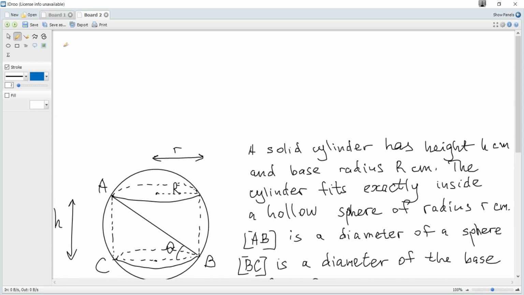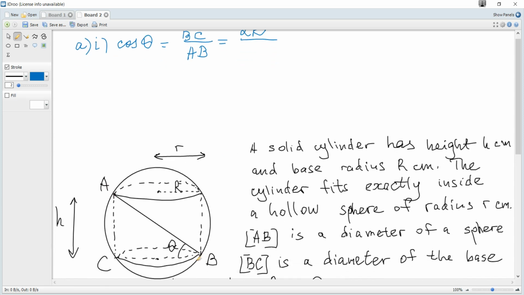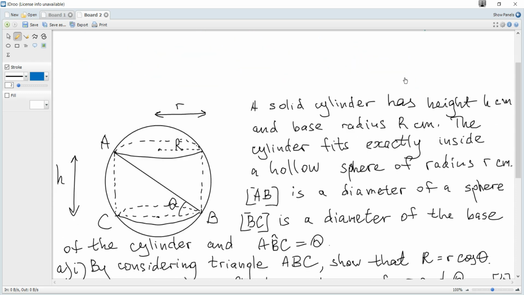So let's consider the given triangle ABC, and if we consider cosine of theta, it's adjacent over hypotenuse, and it becomes BC over AB. BC is the diameter of the base of the cylinder, so it's 2 times capital R, divided by the diameter of the sphere, which is 2 times r, and hence capital R is r times cosine of theta, as required.